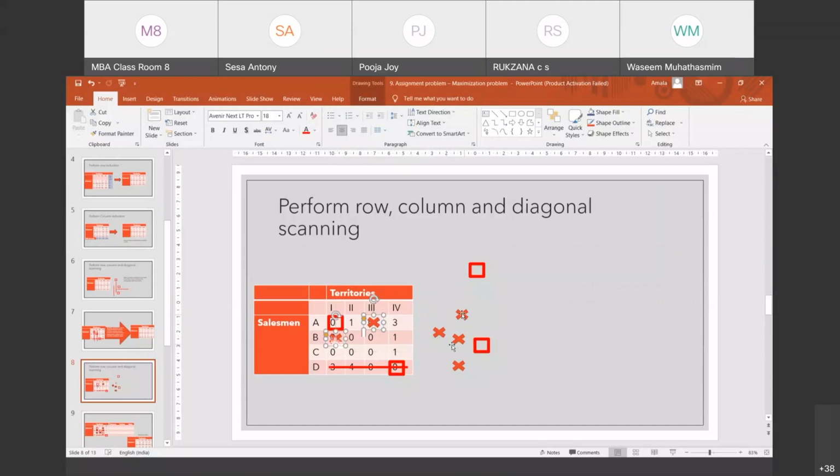Next again you have to go for row scanning. Don't go for diagonal scanning again. In the next row again you go for row scanning itself. Second row, can you perform row scanning? No, because there are two zeros. In the third row, can you perform row scanning? No. So leave it, skip it. Now again, take the first column.